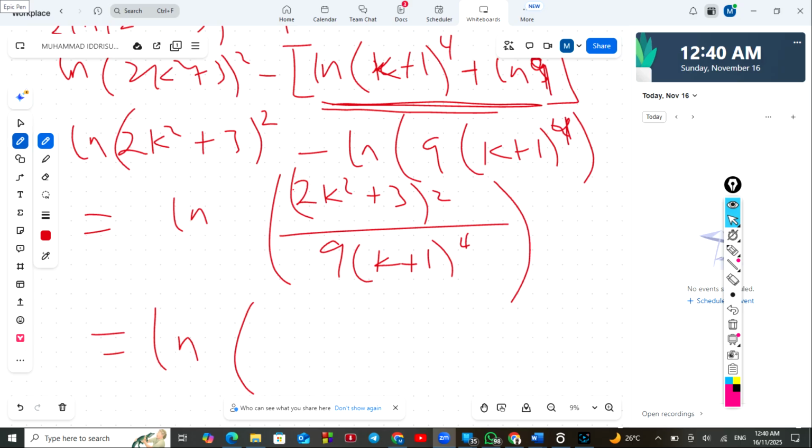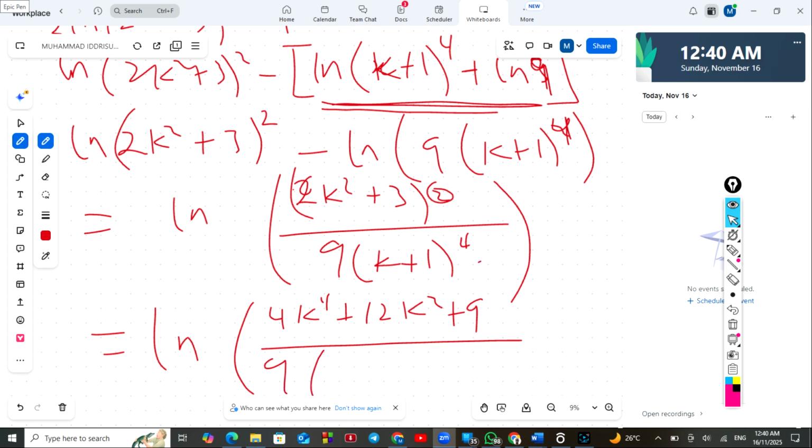so we can simplify this to 4k to the power 4 plus, 2 times 2 is 4, 2 times 2 is 4, 4 times 3 is 12k² plus 3 squared is 9, all over 9 multiplying. We can simplify this one too. You know 3 is 1, 3, 3, 1 in Pascal's triangle, so 4 will be 1, 4, 6, 4, 1. So we apply it here: k⁴ plus 4k³ plus 6k² plus 4k plus 1.